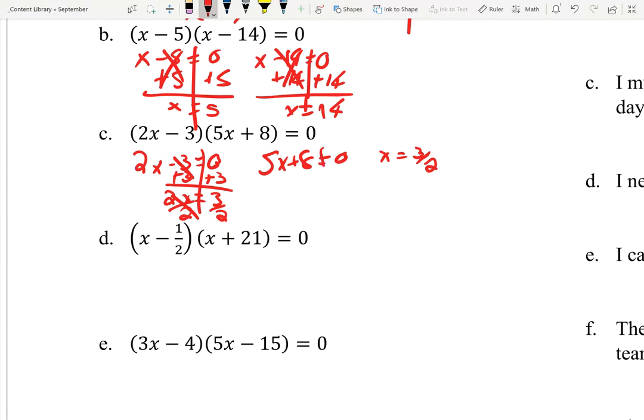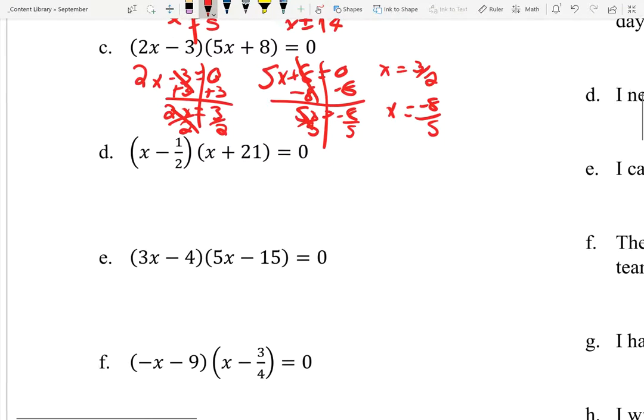Now let's look at the 5x plus 8. What makes 5x plus 8 equal 0? We begin by subtracting 8. We have 5x equal to -8. Then same thing as before with the 2; in this case, we divide by 5. That gets the x by itself, and we see that it's equal to -8/5, or -8 over 5. You can totally leave it as a fraction. There's no problem in that. Those are the answers for C.